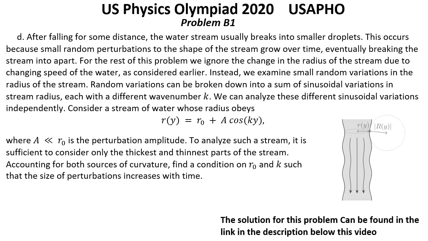To analyze such a stream, it is sufficient to consider only the thickest and the thinnest parts of the stream. Accounting for both sources of curvature, find a condition for r0 and k such that the size of perturbations increases with time.